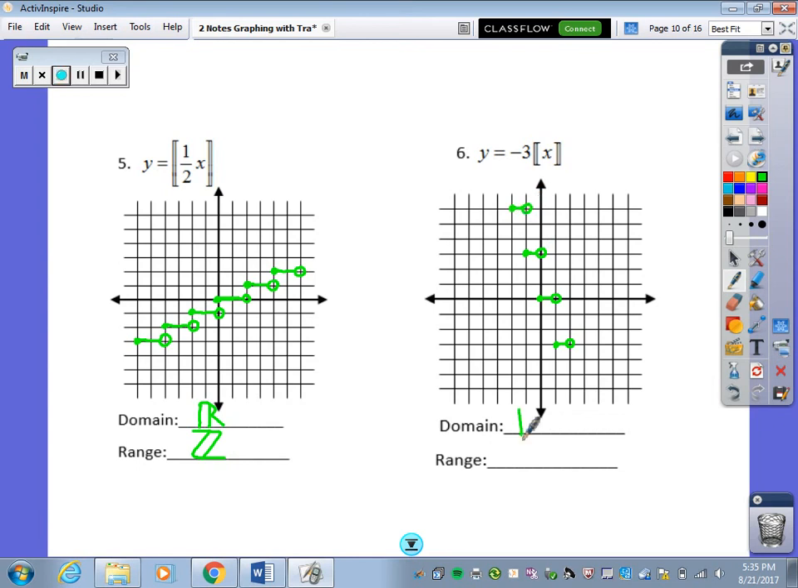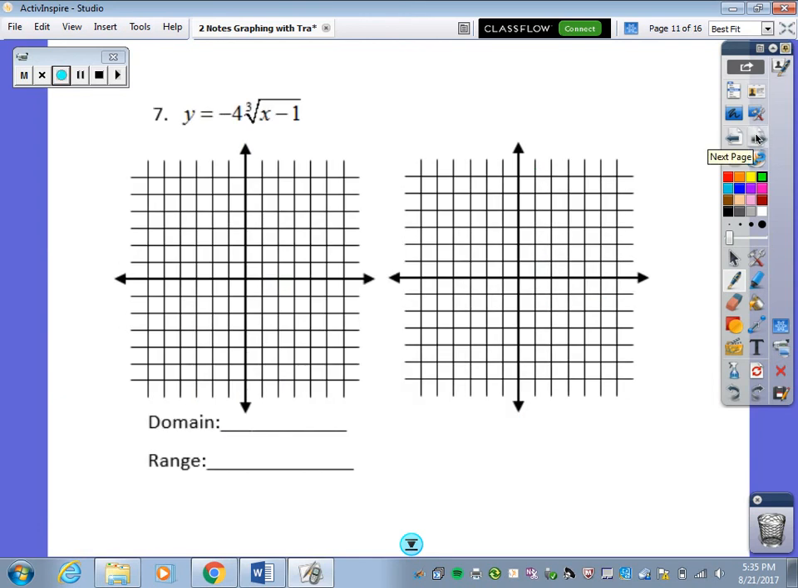Our domain is all real numbers, and our range is any integer that is divisible by 3, which is how we write that. Now let's move on to the next problem. So this problem has a couple things going on. We know our original function. Our original cube root function looks something like this.